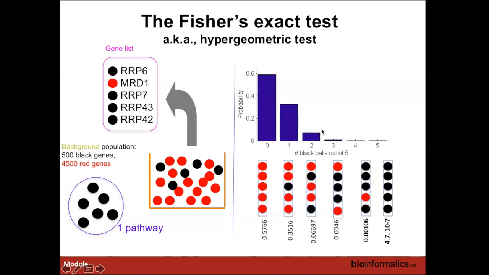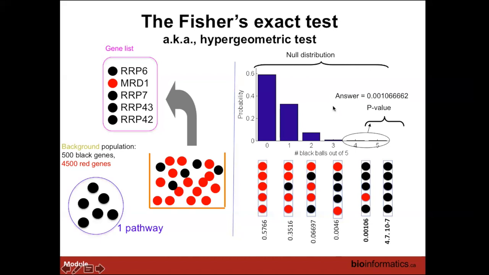What we can do is use the hypergeometric distribution to build the null. I put the null distribution here, and then we can calculate the p-value associated with this result, the four black genes and one red gene. What we get is a p-value of 0.001, which is very close to zero. It means that the chance to make a type one error is extremely low, 0.1%. So we can conclude that this black pathway is significantly enriched in our gene list, and it's probably not due to chance only.